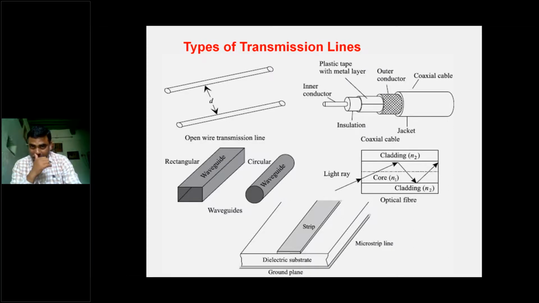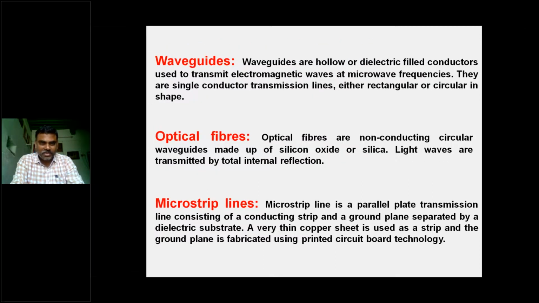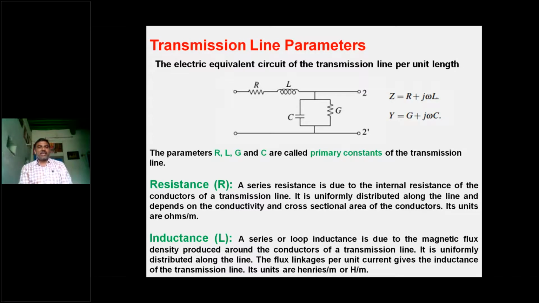So these are the different transmission lines, and in most cases we say two parallelly connected wires is the transmission line, the open wire transmission line. So open wire transmission line, coaxial cable, optical fiber, waveguides, and microstrips are the different types of transmission lines. Each one has certain parameters and applications. Open wire lines are useful for telegraphy lines, and coaxial cables are useful for different applications like microstrip lines.